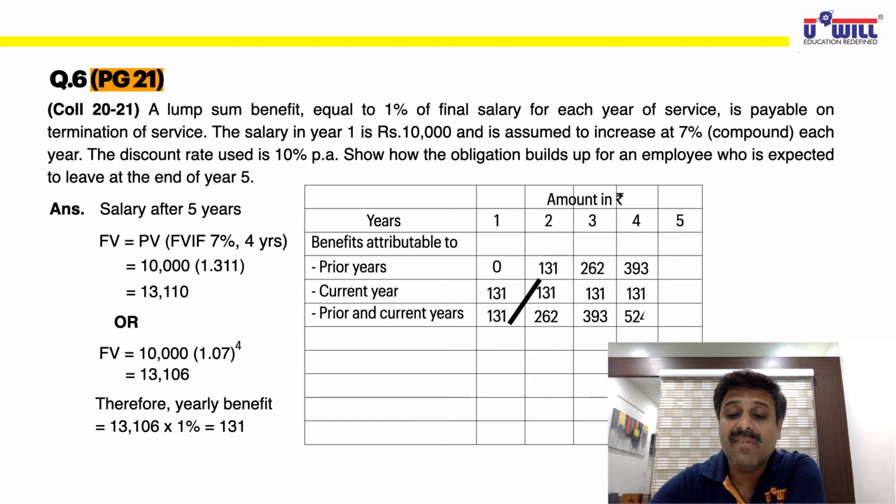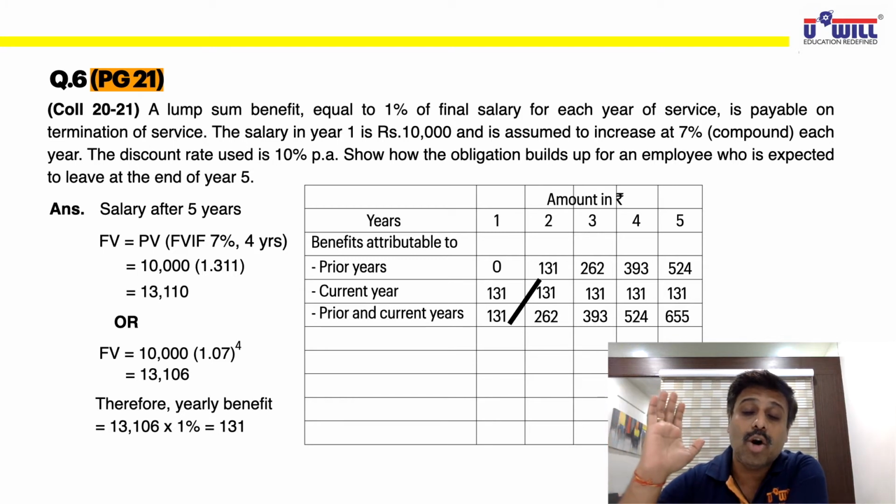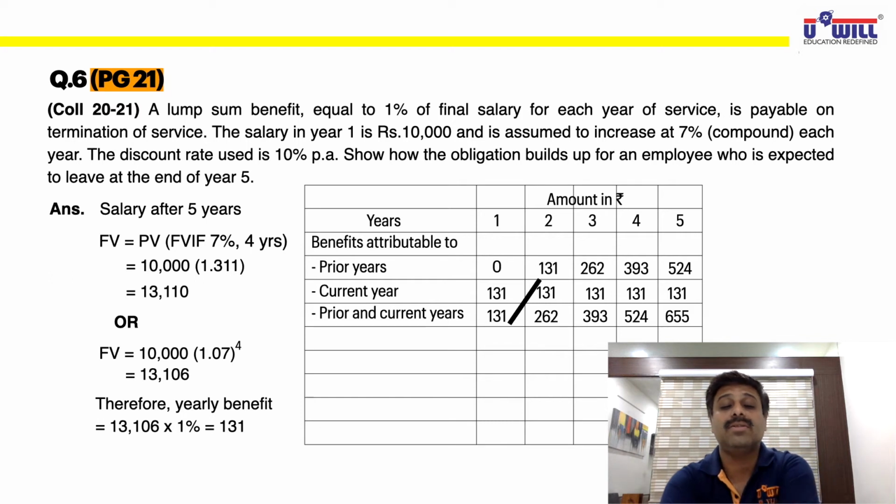So total 524. And then again 524 will become the prior years' amount in year 5. We will contribute 131, so total 655. In short, 131 into 5. The total amount we have to give him when he retires is 655 rupees. Okay, we have to pay him 655 rupees after 5 years. All of you pause the video and write down up till year first.